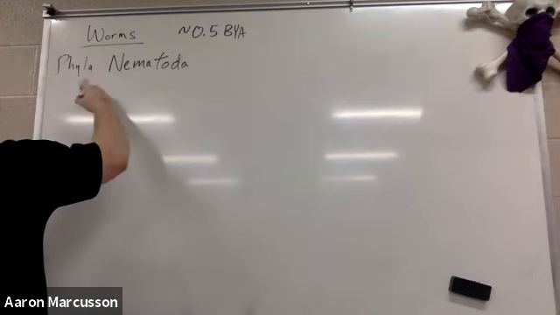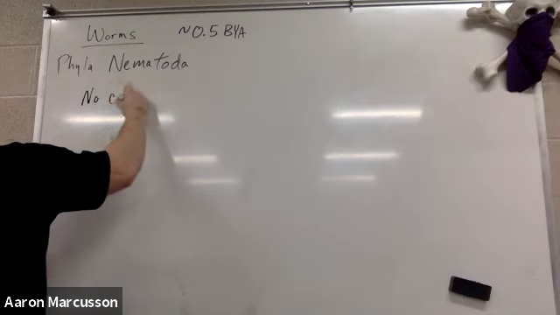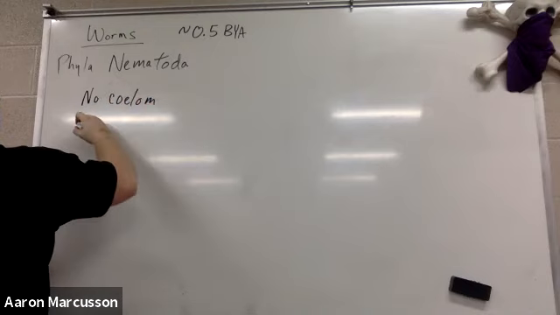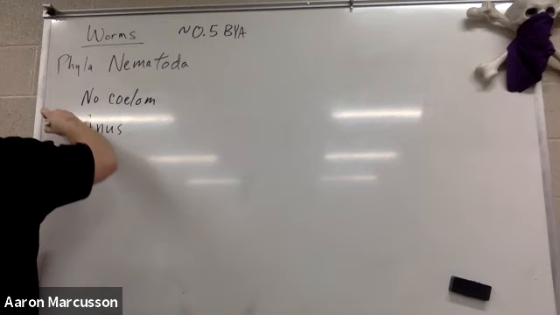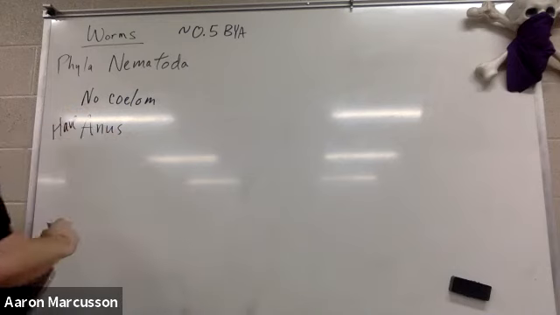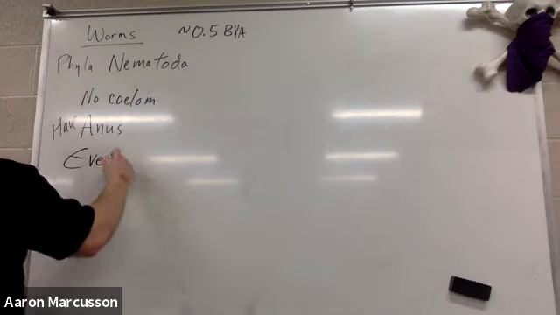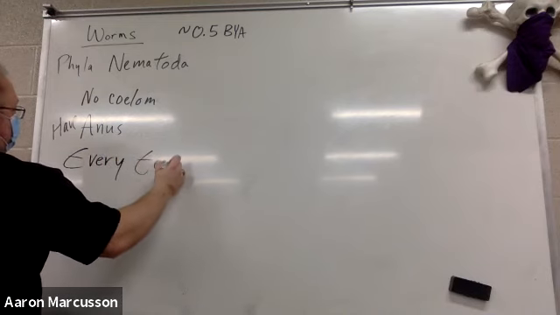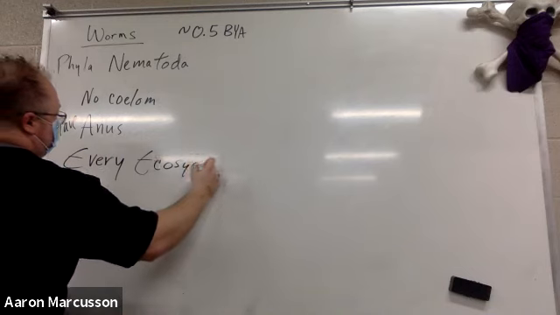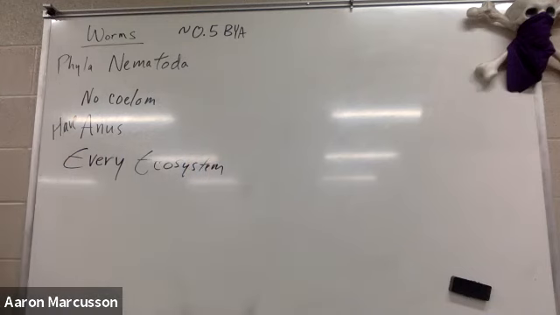Okay, these have no coelom, but they do have an anus. So they have a complete digestive system. It goes in one end of the worm, it comes out the other end of the worm. That's kind of a big step evolutionarily. These guys are in every ecosystem. You can find them anywhere on the planet. Every ecosystem, even tundra, they're there.